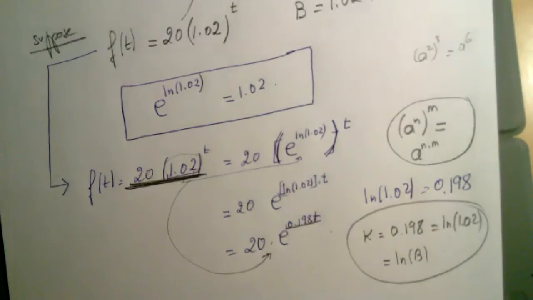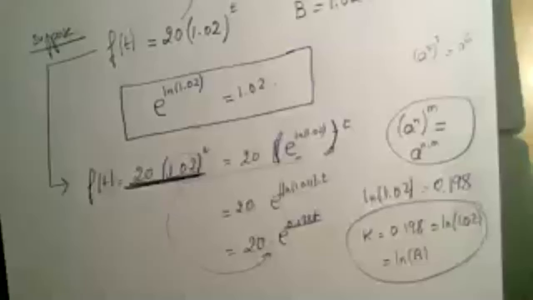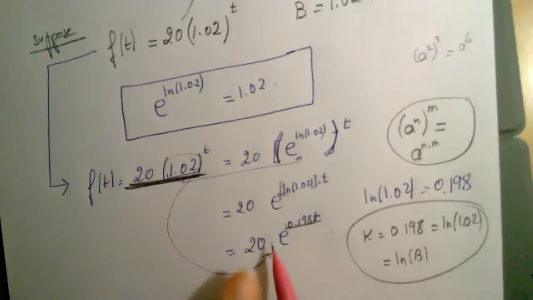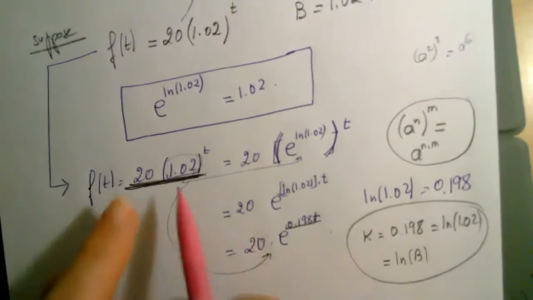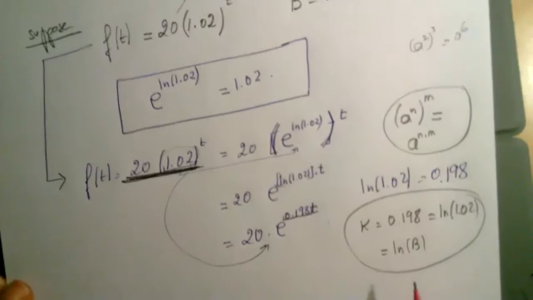And the reason, being straightforward with you, is that it's easy to work with this function in calculus. Very easy. The other form is a little bit problematic for that.